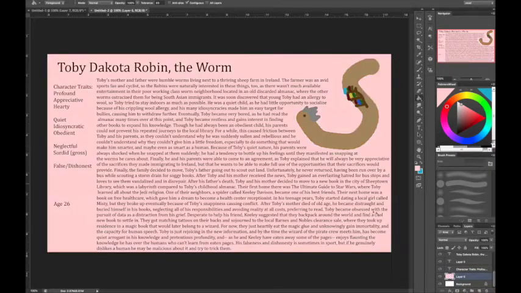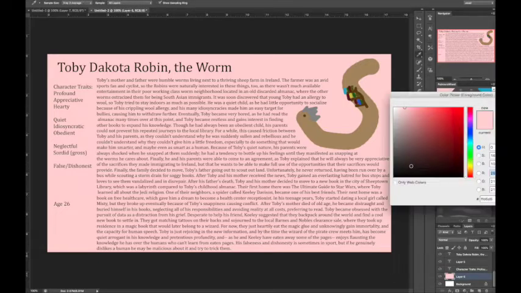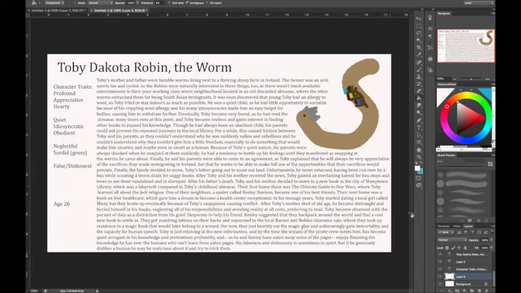Ew, I don't like this color. I was just trying to give it a little splash of color, you know. That's better.